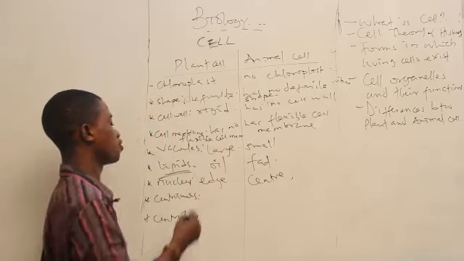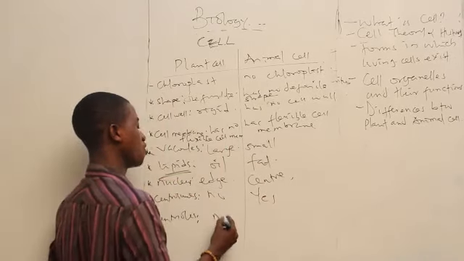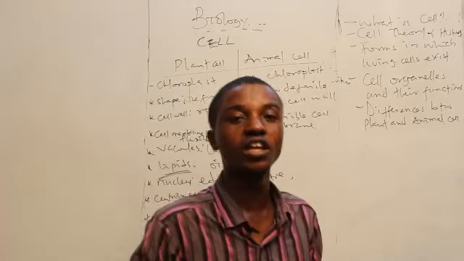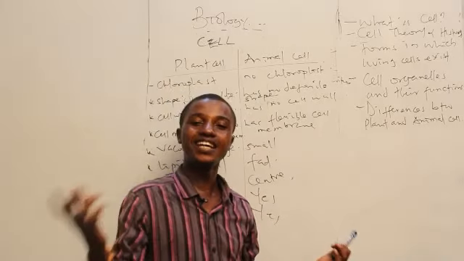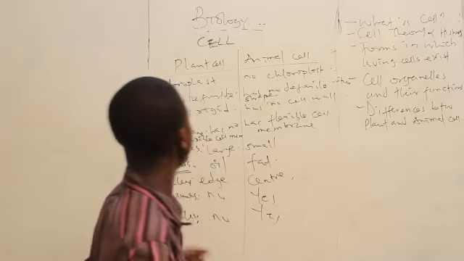Now let's look at centrosome. Plant cell has no centrosome. Animal cell has centrosome. Plant cell has no centrioles. Animal cell has centrioles. Now centrosome and centrioles work for cell division. They are very, very important for cell division, for DNA and everything that has to do with heredity and transmission of traits. So they are very, very important.